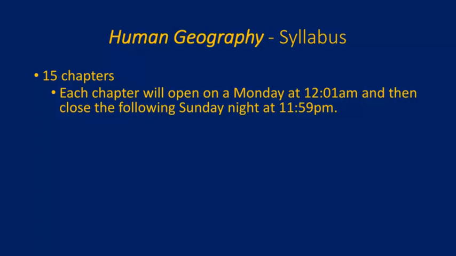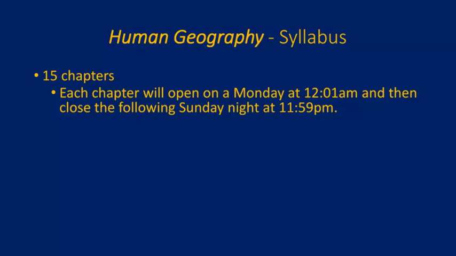Course information and content is delivered to you, the student, via 15 different chapters. A chapter will open on a Monday at 12:01 a.m. and then close the following Sunday night at 11:59 p.m. So essentially one chapter a week. In the first week, Chapter 1. The second week, Chapter 1 will be closed, and now Chapter 2 is open. Then the third week, Chapter 3, and so on. It's a very simple idea.